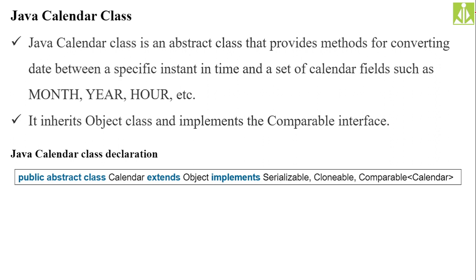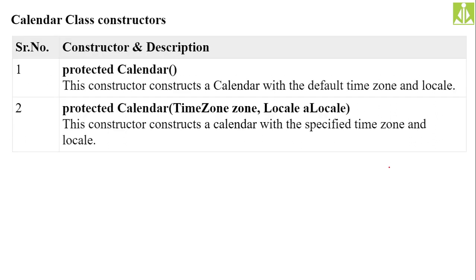Comparable means with other calendar objects only you can compare. You can't compare with any type of object, it is not possible. When we are implementing Comparable, in the angular brackets we are passing Calendar. That means this calendar class object you can compare with other calendar class objects only. Remember this one. So our abstract class Calendar is extending the Object class and implementing the Serializable, Cloneable, Comparable interfaces.